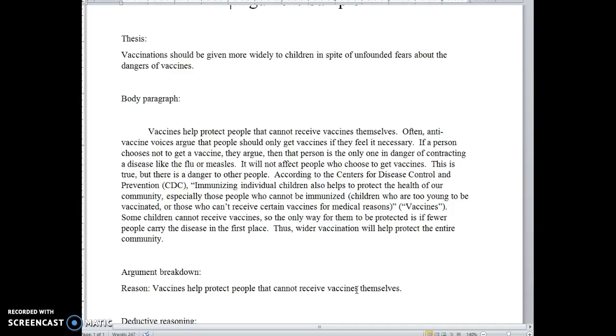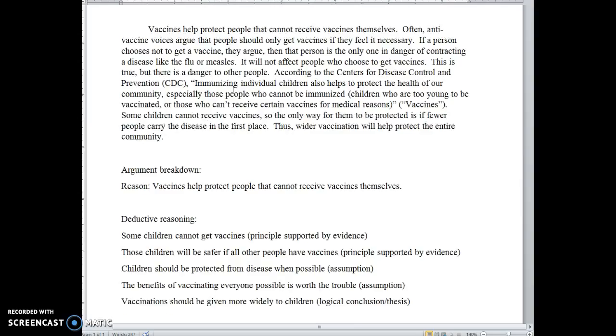Okay? The reason is that vaccines help protect people that cannot receive vaccines themselves. This follows that because test, right? Vaccinations should be given more widely to children in spite of unfounded fears about the dangers of vaccines because vaccines help protect people that cannot receive vaccines themselves, right? Grammatically, that makes sense, so that's a good structure for our argument, okay?